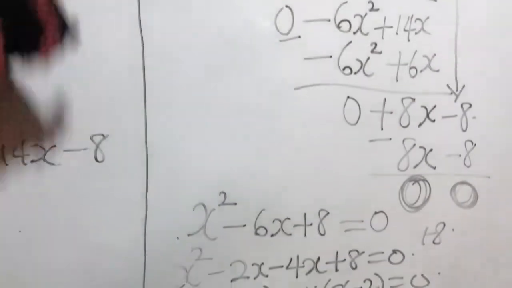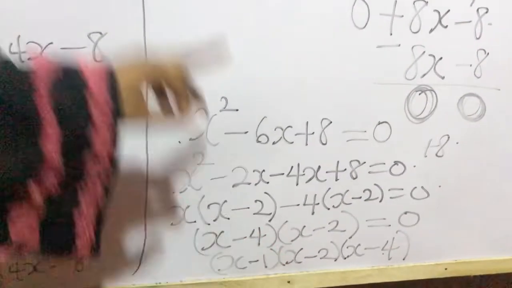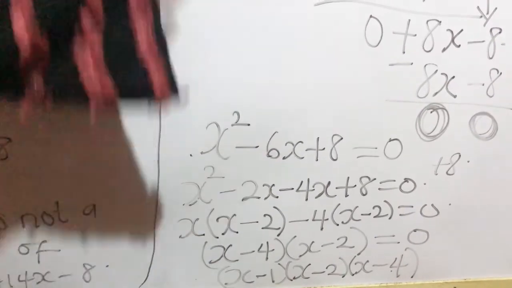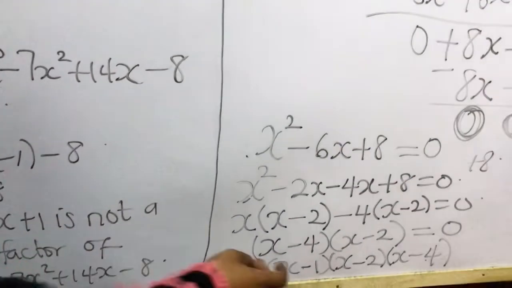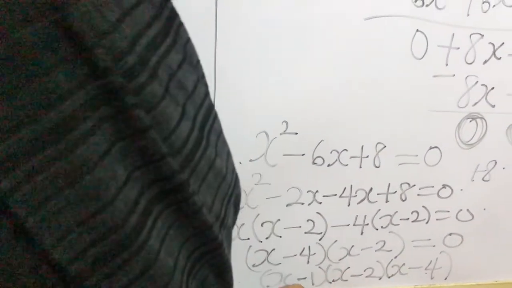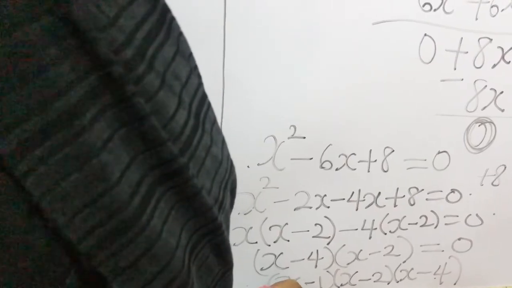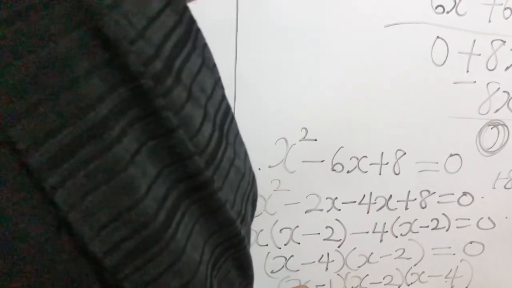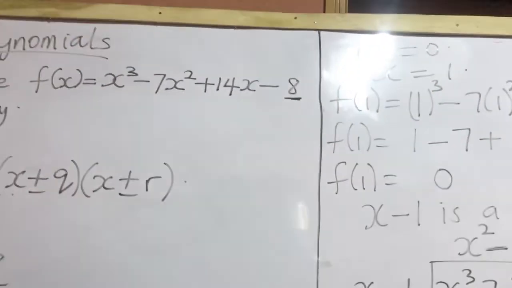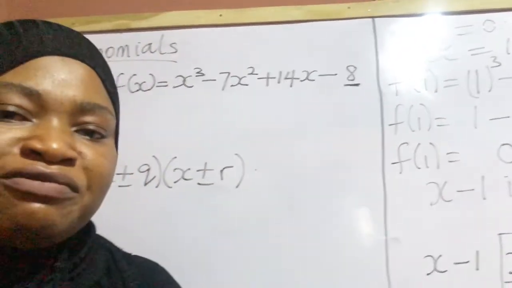If you check here, minus 1 is a factor of minus 8. Minus 2 is a factor of minus 8. Minus 4 is a factor of minus 8. So all these factors, the second part of each factor must be the factors of the last term. So I think you understand this still very well.